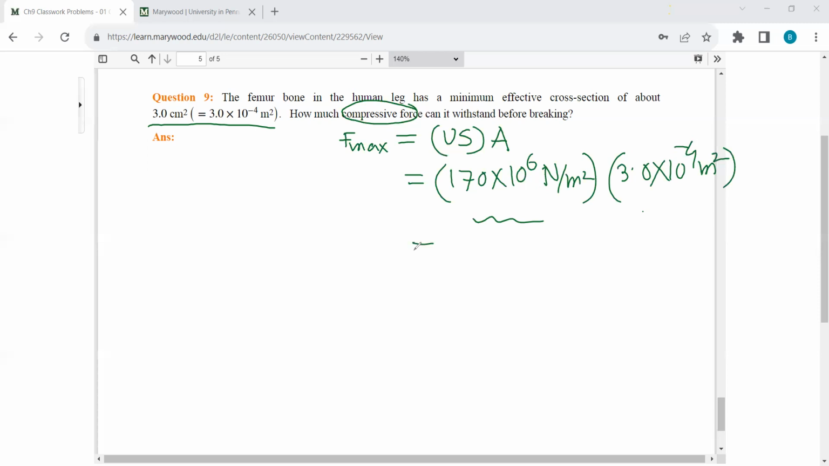So the force you find by multiplying these two is something like 51,000 Newton. It's a huge number. The bone will break if this much force is applied, basically. All right, so that's it for this chapter, and with this I'm going to stop.